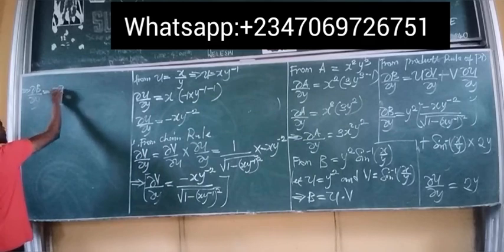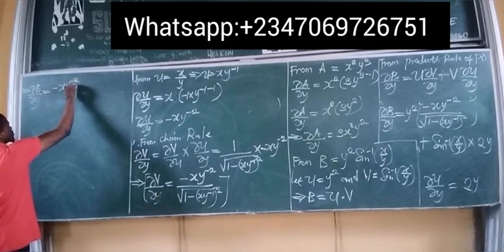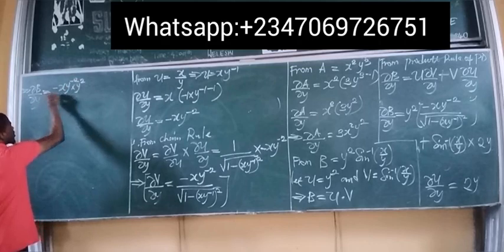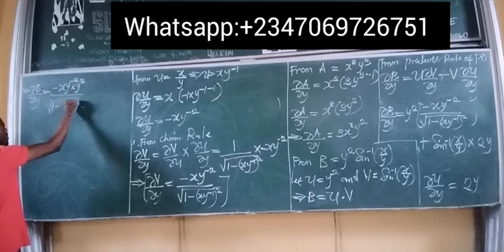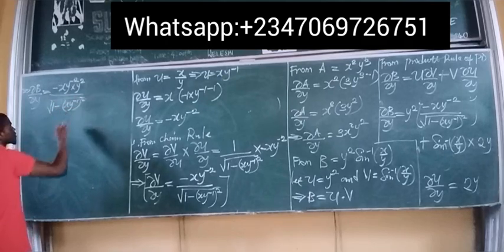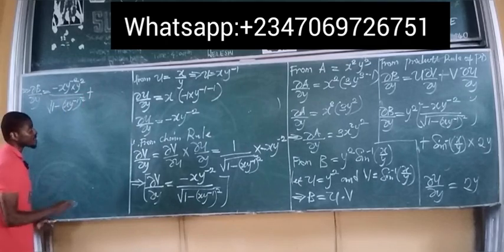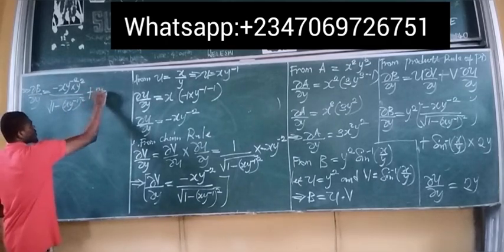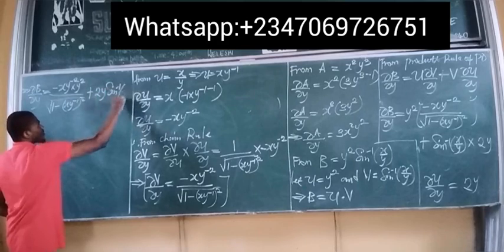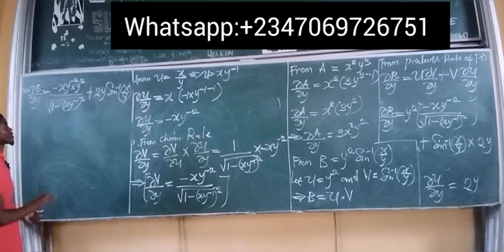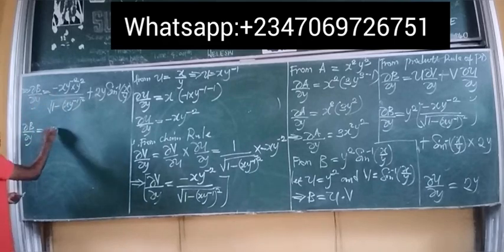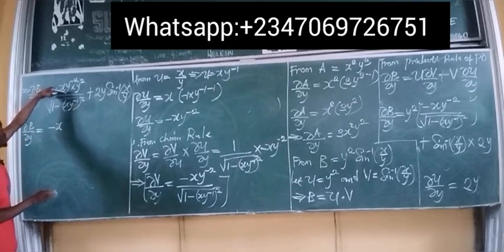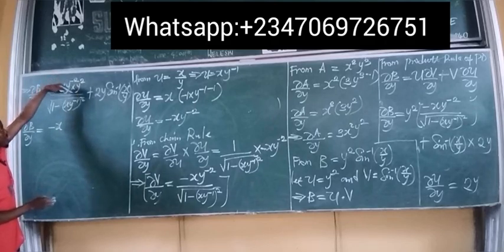minus x y to the power of minus 2 times y all squared all over the square root of 1 minus x y to the power of minus 1 all squared, plus I'll have the other side, it becomes plus 2y sine inverse of x over y. So partial b over partial y is now equal to, if I evaluate this, I'll have minus x. Now I have y multiplied by y to the power of minus 2 multiplying y to the power of 2.